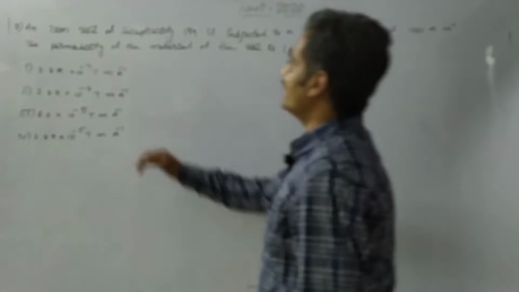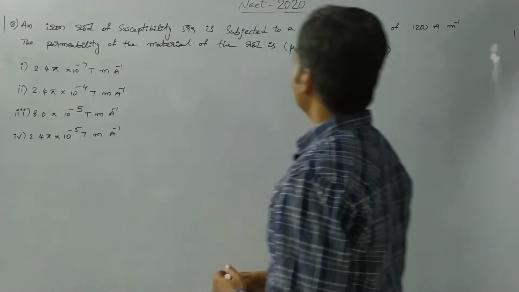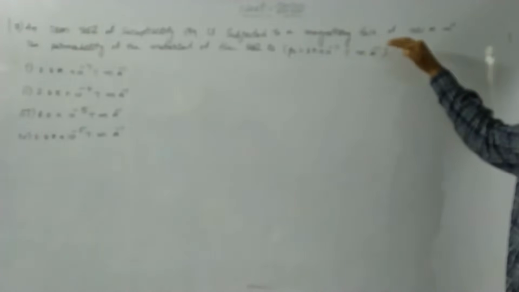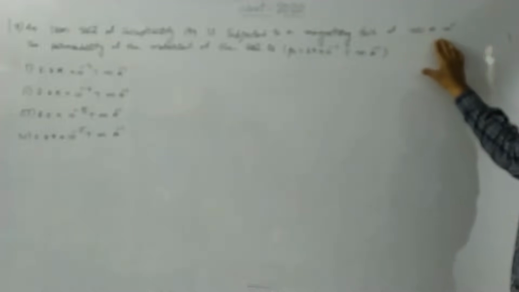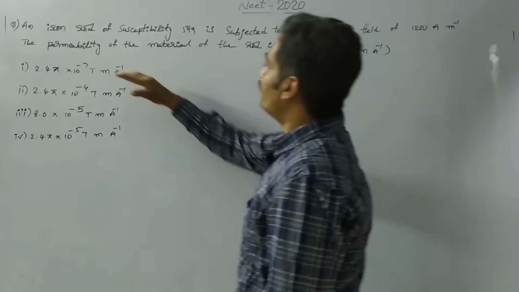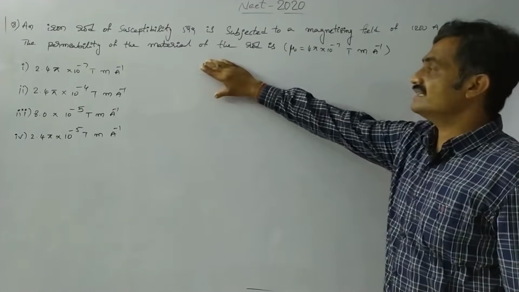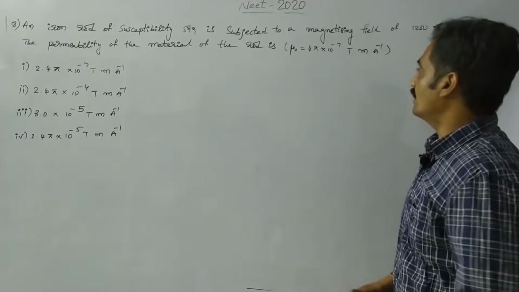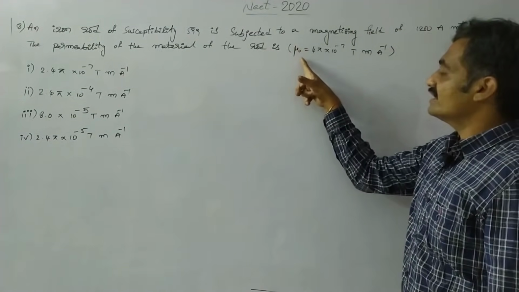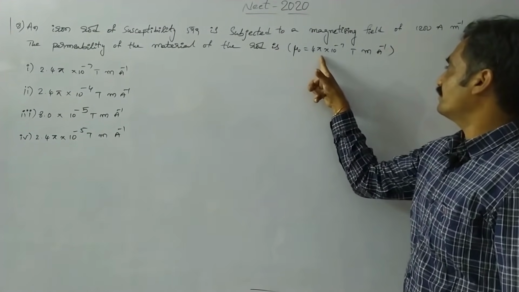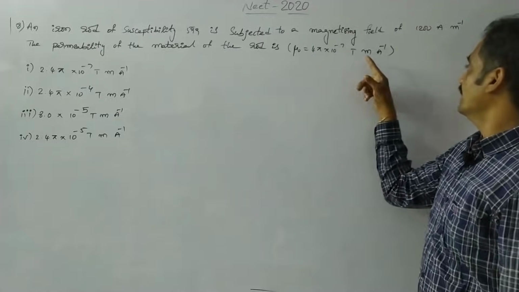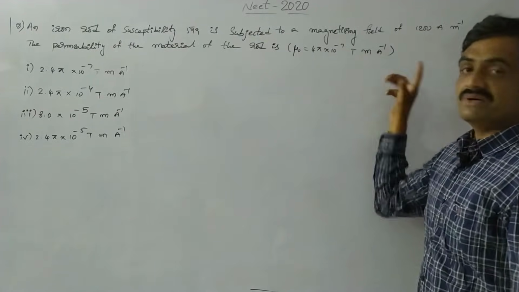The next question is, an iron rod of susceptibility 599 is subjected to a magnetizing field of 1200 ampere per meter. The permeability of the material of the rod is, so now we have to represent the permeability of the material of the rod, whereas permeability in free space is given as mu naught equals 4 pi into 10 to the power of minus 7 Tesla meter per ampere.